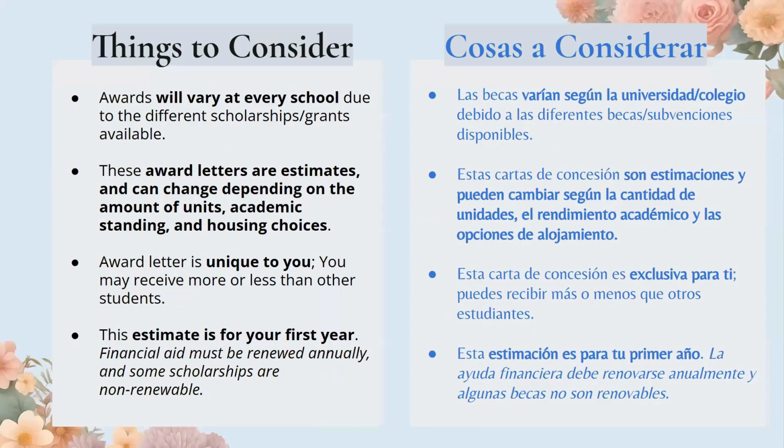Now, things to consider. Awards will vary at every school due to the different scholarships and grants available. These award letters are estimates and can change depending on the amount of units a student is taking, whether for community colleges, how many classes they're taking, or for university, whether they're full-time students or part-time students. And then academic standing, which we will focus on when we talk about satisfactory academic progress. And then also housing choices. Will the student be living on campus in an apartment or a dorm or off campus in an apartment?